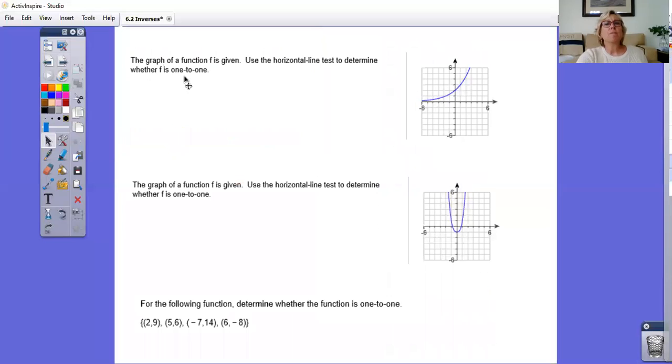So some questions. Use the horizontal line test. So these came off of MyLabs Plus. Yes, this is a function and it is one-to-one. Down here, horizontal line test fails. This is not one-to-one. And looking at points, look at the y coordinates, a 9, 6, 14, and -8. The y's do not repeat, so yes, this is one-to-one.